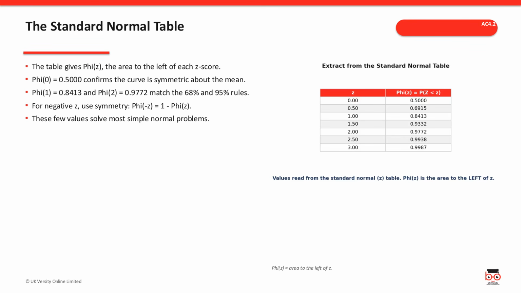Let's demystify that table. It gives phi of z, the area to the left of each z-score. Phi of 0 is 0.5000, which just confirms the curve is symmetric about the mean. Phi of 1 is 0.8413 and phi of 2 is 0.9772, and those tie straight back to the 68 and 95% rules. For a negative z, you use symmetry. Phi of minus z equals 1 minus phi of z, and honestly, those few values crack most simple normal problems.